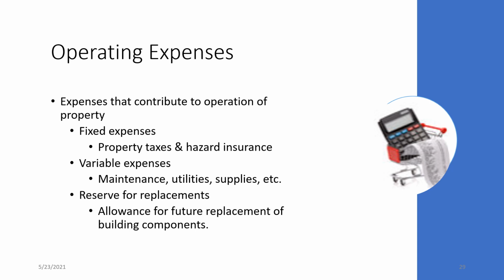And then reserved for replacements is an allowance for future replacement of building components. It's a savings account that's earmarked for replacing building components. Or maybe you're going to paint the outside of the building, repave the parking lot, things like that. That's your reserves for replacements.